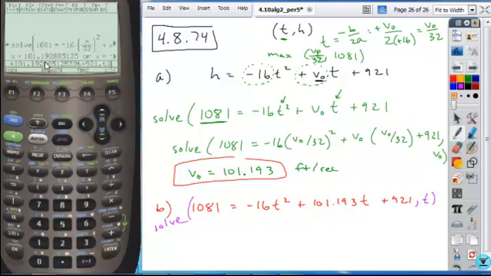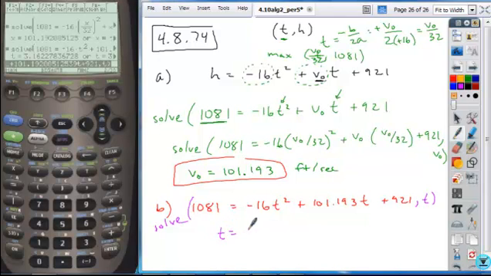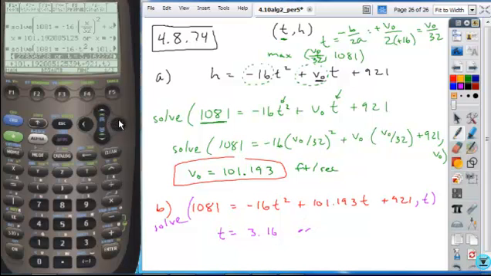I have a decimal in my answer, so it's going to give me a decimal when I hit enter, and I get my time. The time is either going to be 3.16 or 3.16, so it's pretty consistent as far as that goes. Probably just slightly off, but our answer, depending on what they want you to round it to, is 3.16.